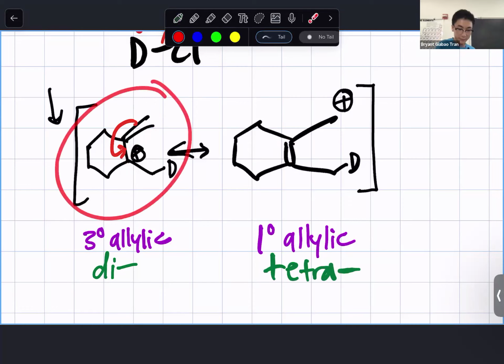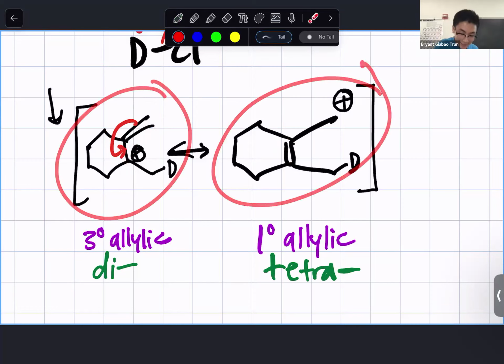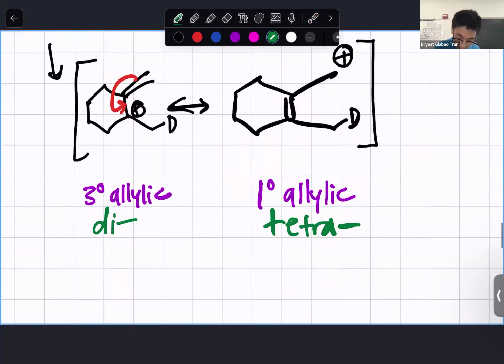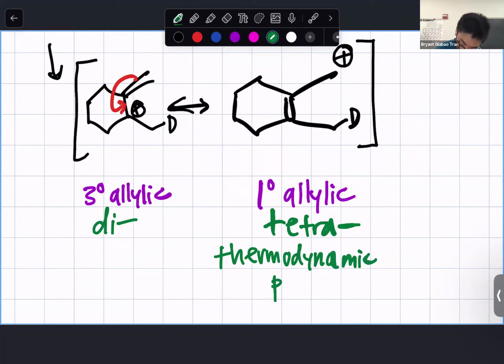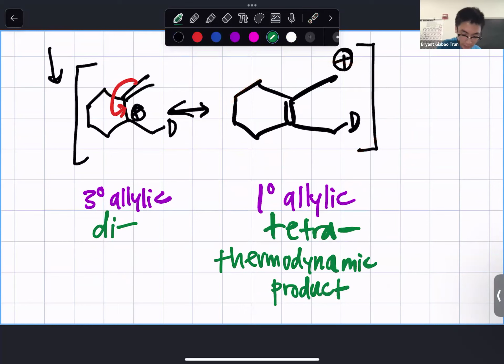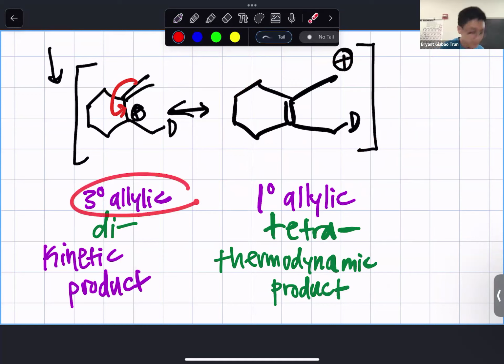Would it be the left one? The right one here, right? The right one here is going to give us our thermodynamic product because it gives us the more stable double bond. So this is the thermodynamic. Well, the intermediate that will give us the thermodynamic product, and the left side will give us the kinetic product because it came from the more stable intermediate, more stable carbocation, right?